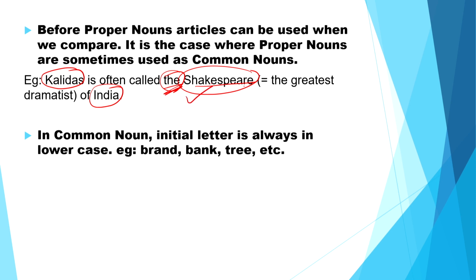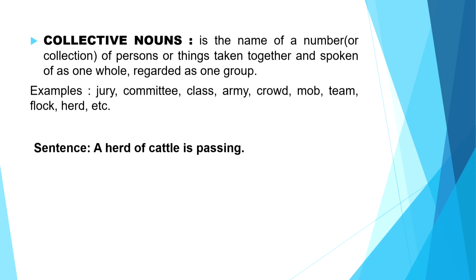Now, next rule, in a common noun, the initial letter is always in lowercase. Example, brand, bank, trees, etc. So, they will always start with a lowercase. Now, next comes another category of nouns, collective nouns. A collective noun is the name of a number of persons or things taken together and spoken of as one whole, regarded as one group.